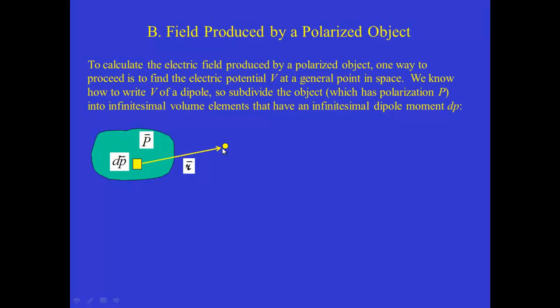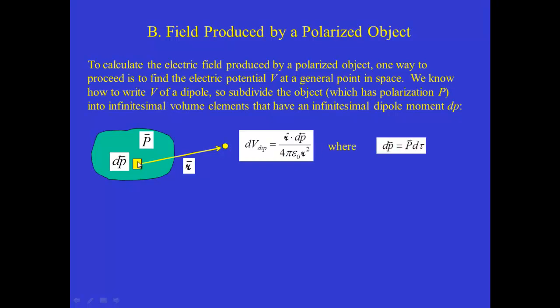So at a point in space, at a distance script r away from the element that contains the tiny dipole moment, we can write down the tiny contribution to the electric potential that that dipole produces. And we use the same formula that we derived for the case of a dipole itself. So this should be familiar to us from the end of Chapter 3.